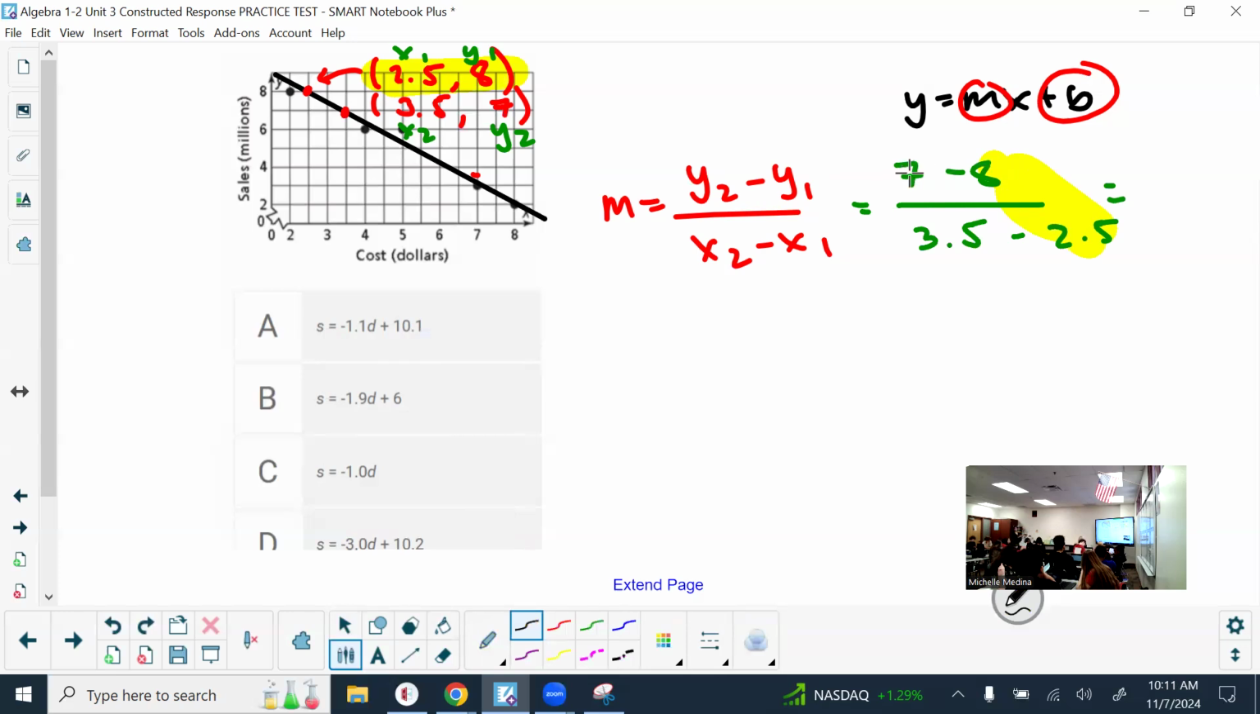But anyway, what's 7 minus 8? -1. What's 3.5 minus 2.5? 1. -1 divided by 1 is -1 for my slope. So looking at my answer options, here's all my different slopes. See if there's any you can exclude that are just a little too far off from the -1. Are there any?